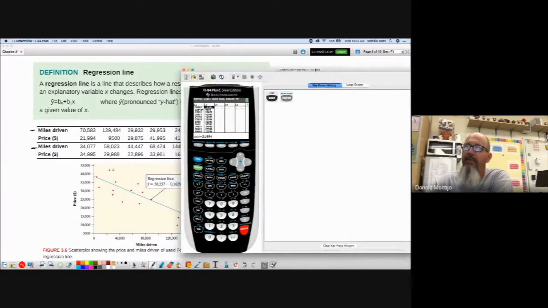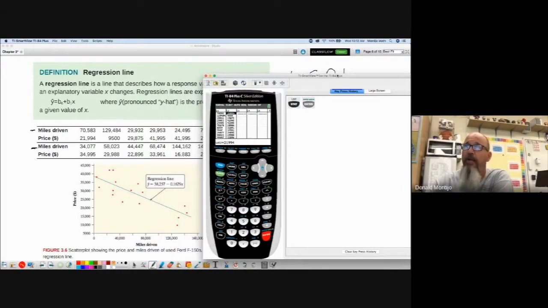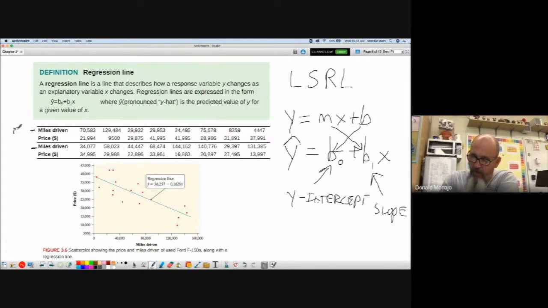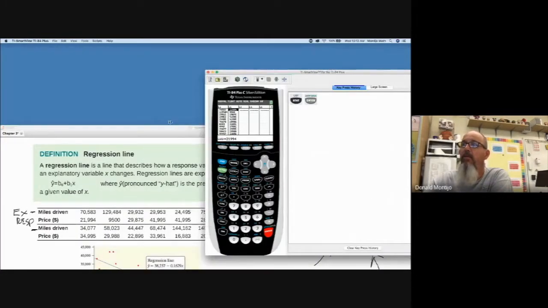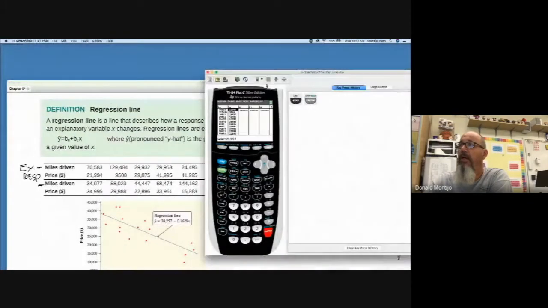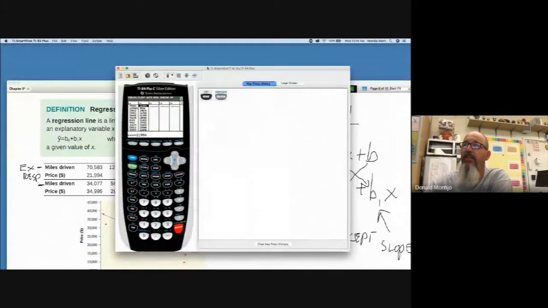Now remember, any regression problem is an explanatory-response relationship. And in this problem, we're using the explanatory variable as the number of miles and the response variable as the price. So explanatory, response. Explanatory, how many miles does a truck have? What's responding to the number of miles would be the price that we would be able to get for the truck. So again, we type all of the data into our lists.